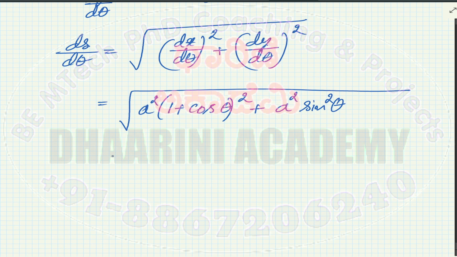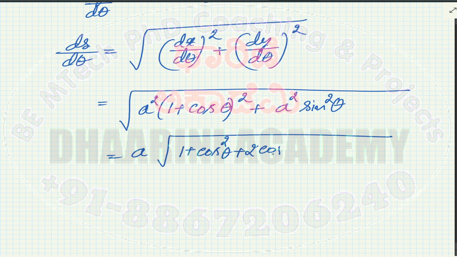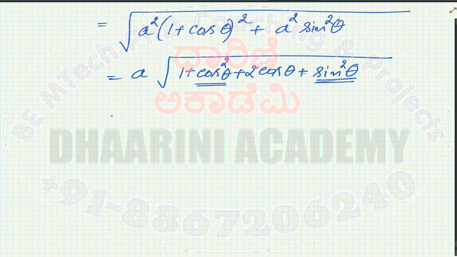Alright, now I can see that in both the terms a square is common. You can take it out of the square root. A square, when it comes out, simply becomes a, into the square root of, expanding the terms, (1 plus cos theta) squared is 1 plus cos square theta plus 2 into 1 into cos theta, plus sine square theta. Okay, so cos square theta plus sine square theta is nothing but 1. So there is already a 1 present inside the square root. So 1 plus 1 becomes equal to 2.